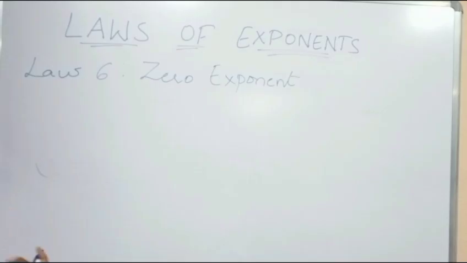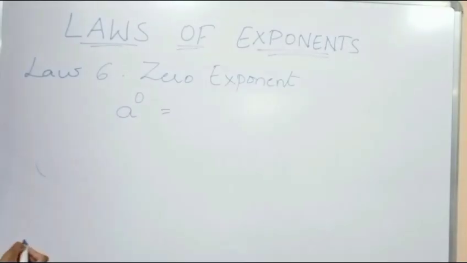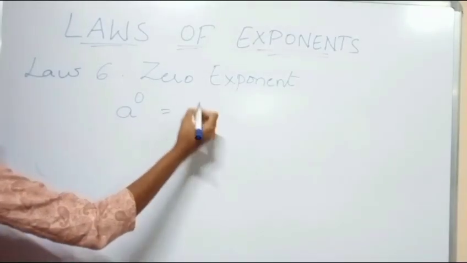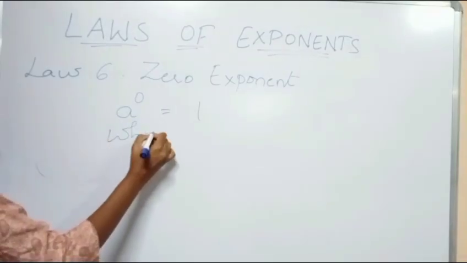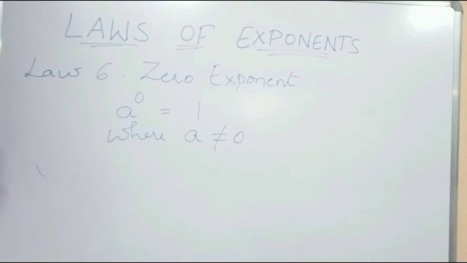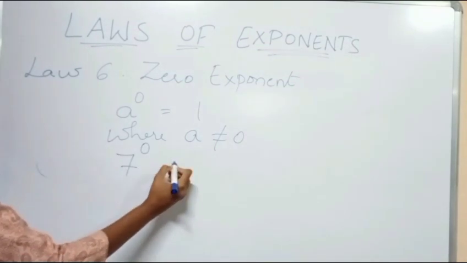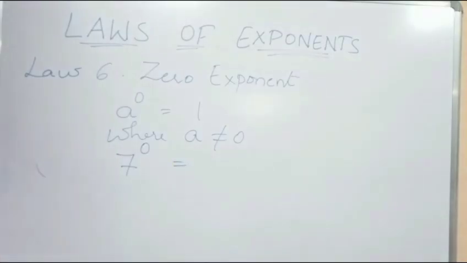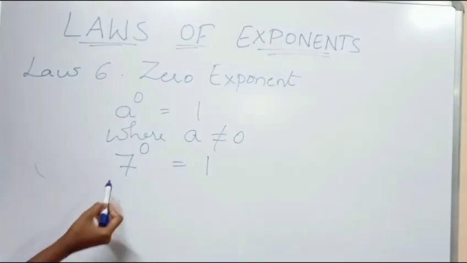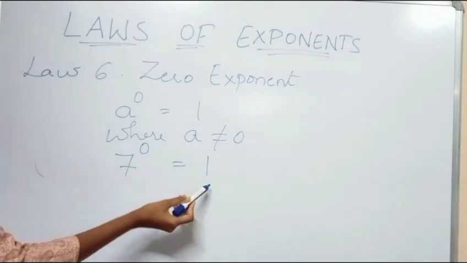The sixth law is zero exponent. So the formula is a raised to the power of 0. You always get the answer as 1, where a is not equal to 0. So example, 7 raised to the power of 0. So your answer will be 1. So any non-zero number raised to the power of 0 is always 1.